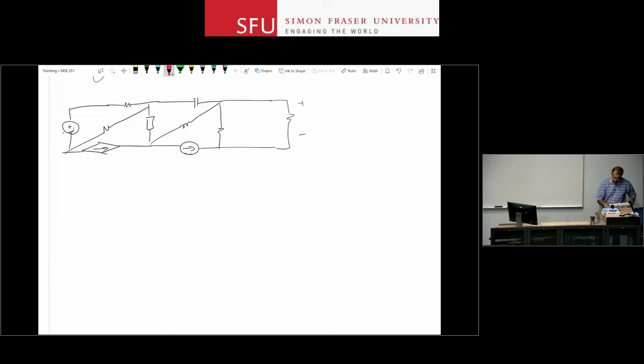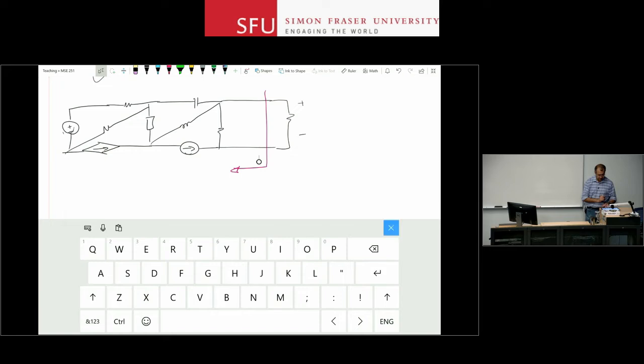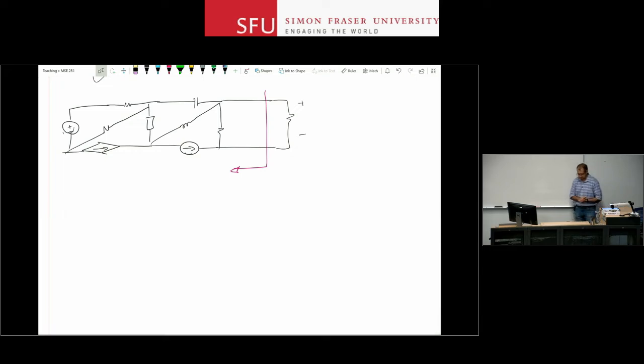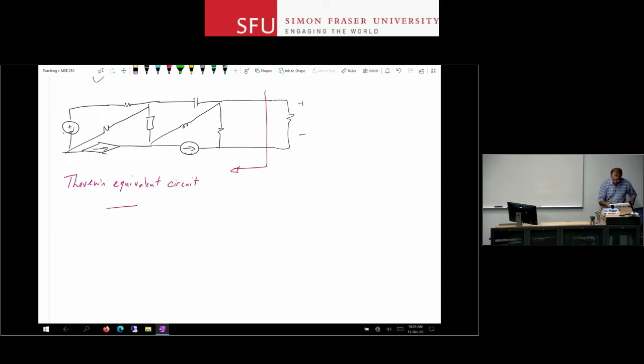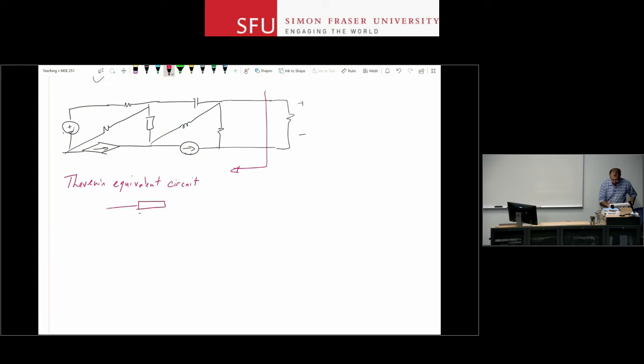So what I want to do is make my life easier and come up with a simplified circuit that will still keep my KVLs and KCLs intact for whatever is happening from this point onward. But I don't want to be concerned with what is going on in those loops and at those nodes. So the Thevenin equivalent circuit of this left side, everything to the left of it, is simply an impedance. We call it the Thevenin impedance, and a voltage source.